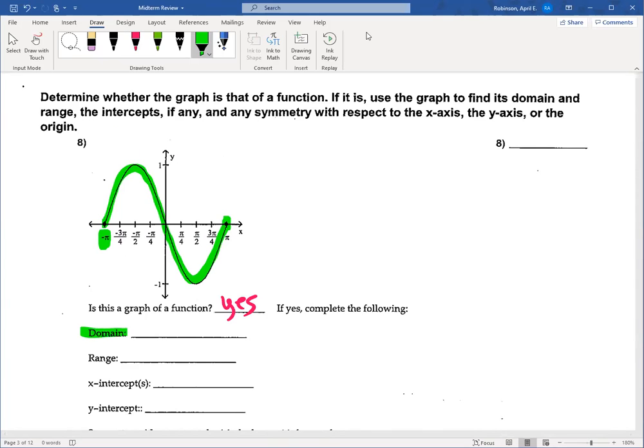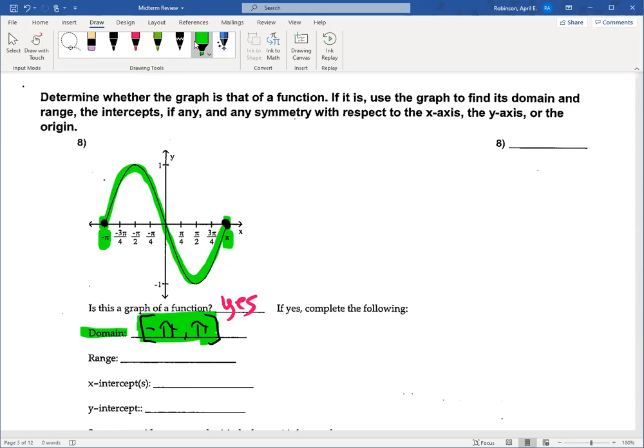So it starts at -pi and it ends at pi. All right, so -pi to +pi. Wouldn't those be brackets because they're filled in? Oh, yes, it would be. Thank you, you're right. There are solid dots. Okay, so that's my domain.